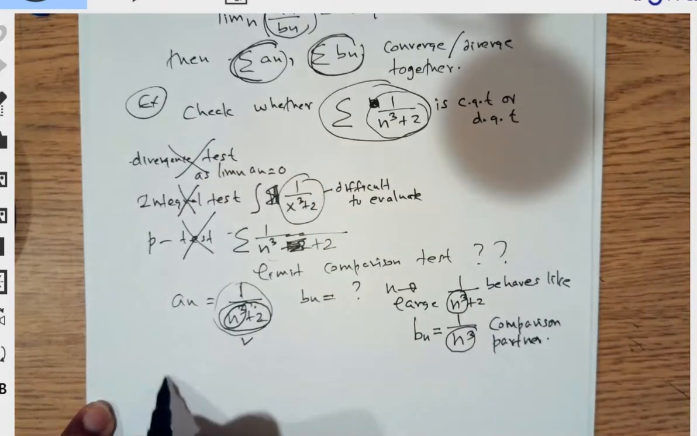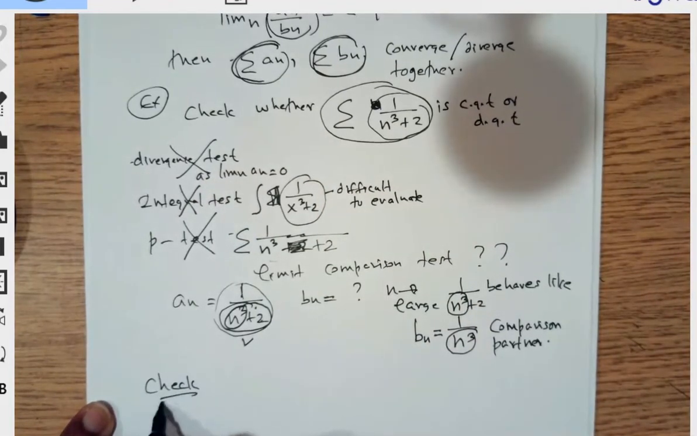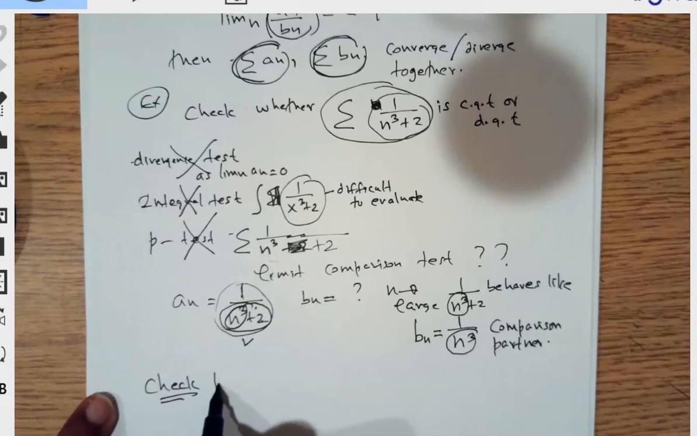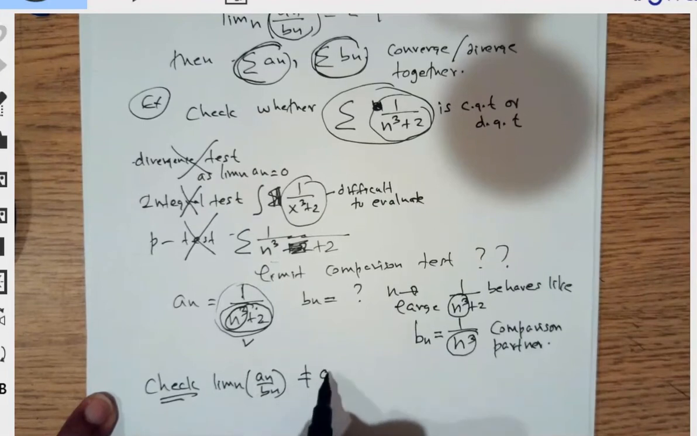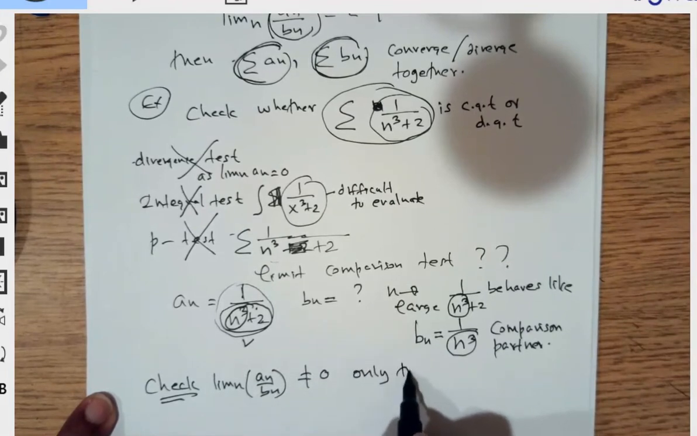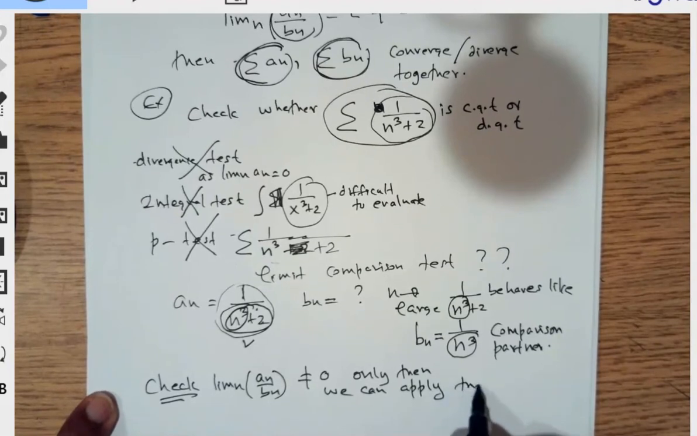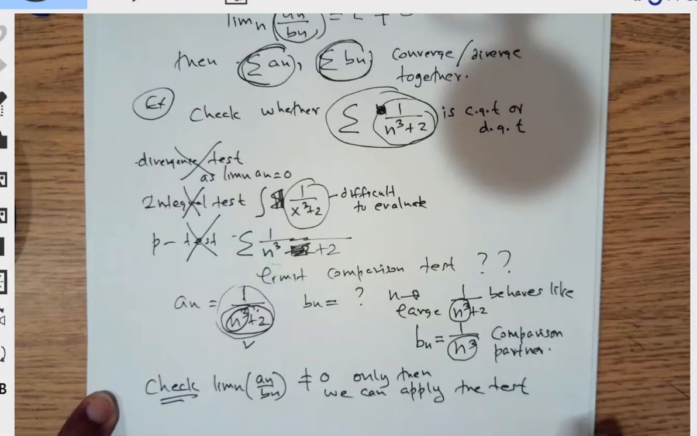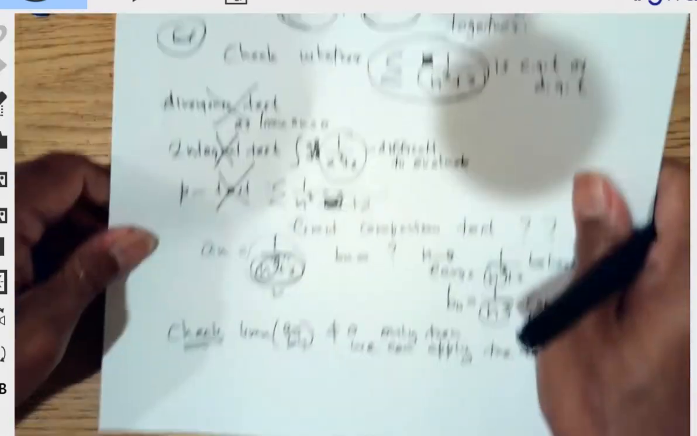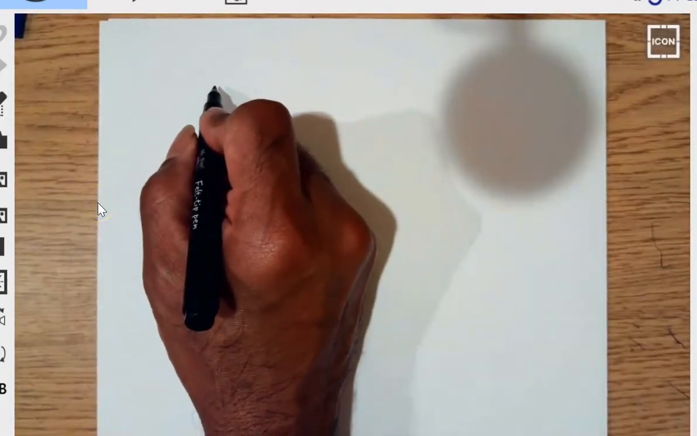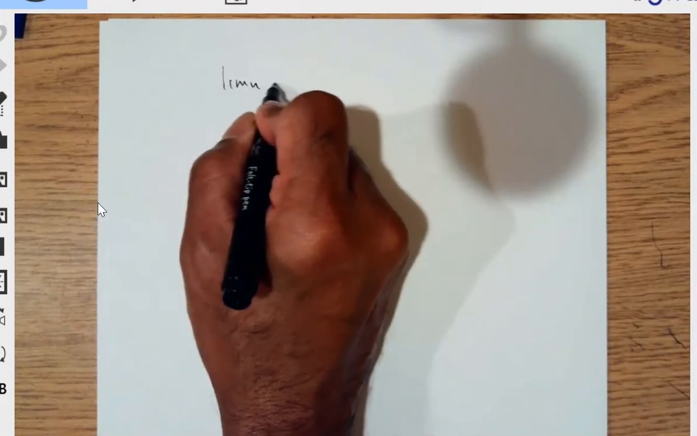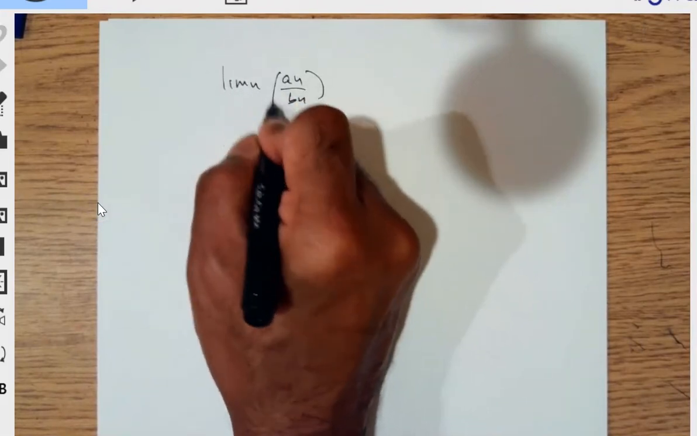Now we need to check, before we apply the test, that the limit of an over bn is not equal to 0. Only then can we apply the test. We are not saying anything about their convergence or divergence yet. We are just checking whether we can apply the test. So let's check whether the limit of an over bn is not equal to 0.